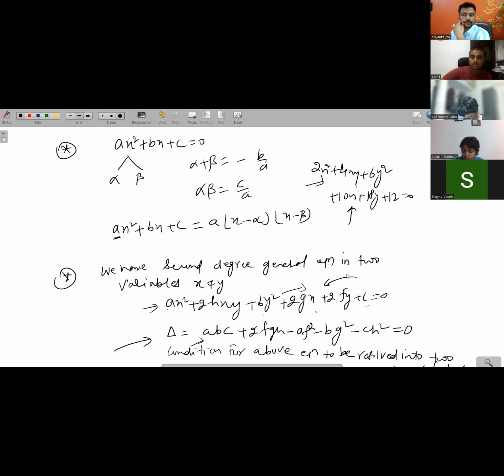Imaginary numbers will come within this concept or the next chapter. Complex number, that is a different chapter. Okay.